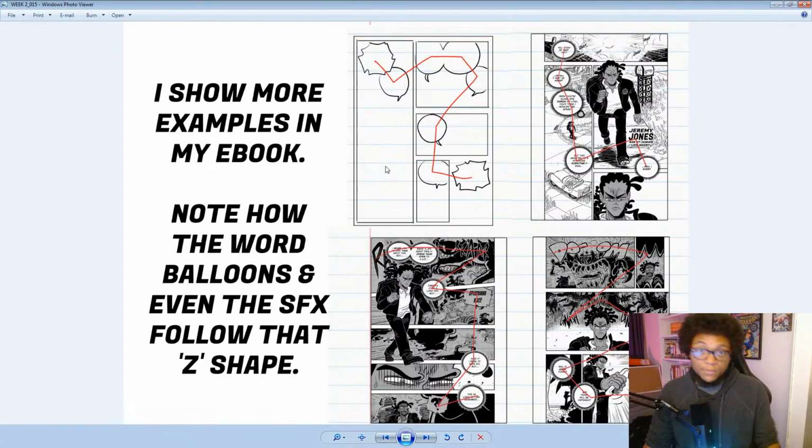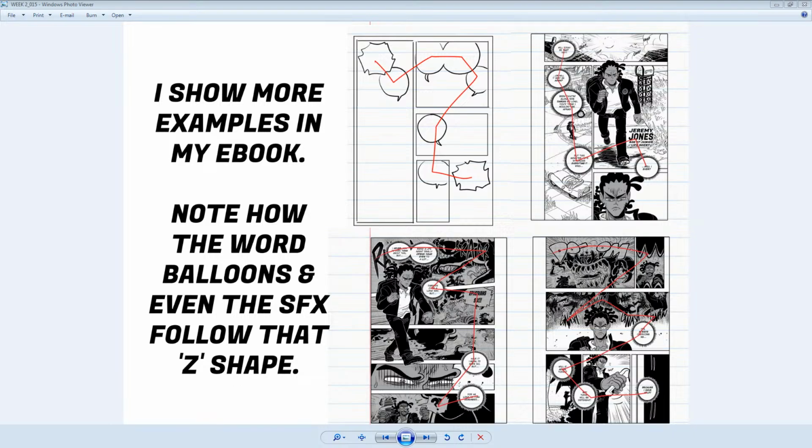However, here are some examples right here. This isn't a perfect Z shape, but you get my point. If you follow that red line, it shows you specifically where your eyes should go. Let me take this off real quick. Give me 1 second.